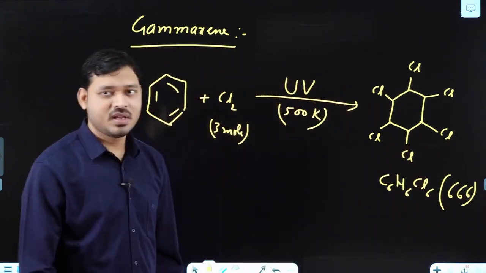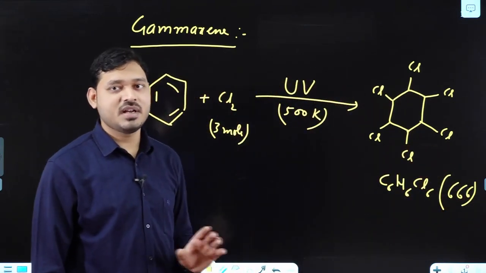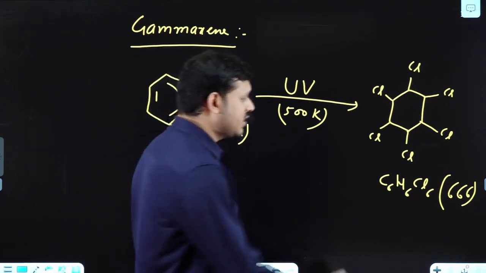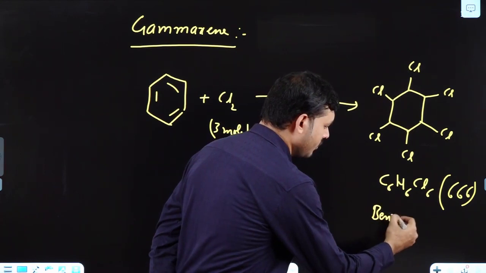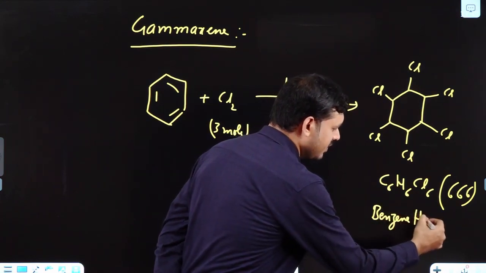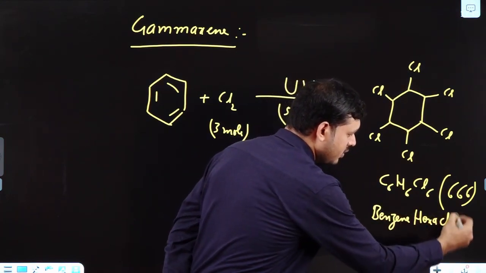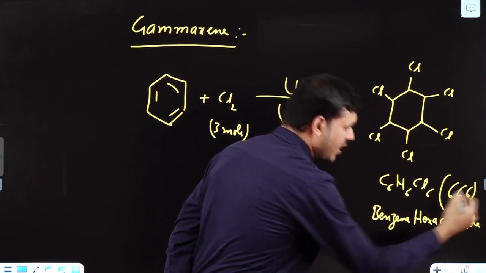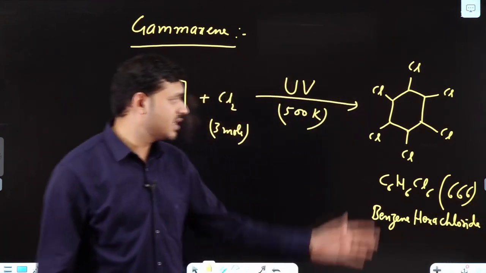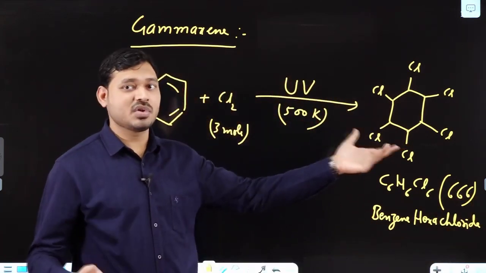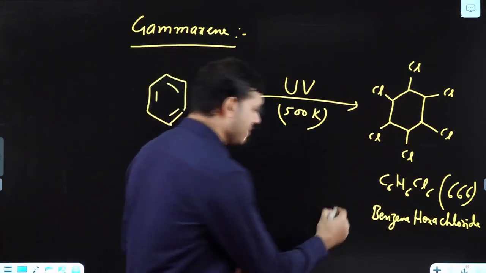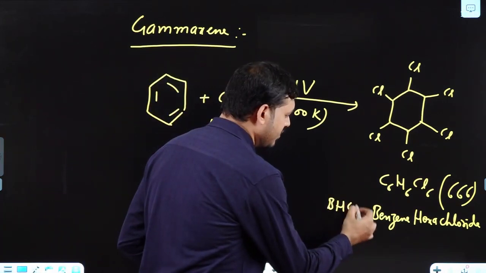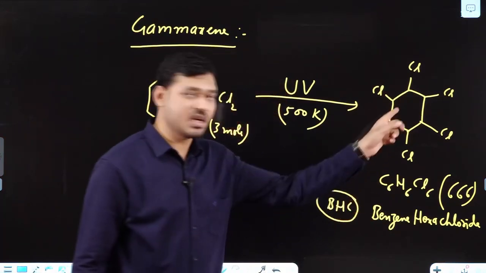Clear? If I say about the molecular formula, then this compound is also called benzene hexachloride. Now you may doubt, sir, this is not a benzene, right? So incorrectly it is called benzene hexachloride, BHC. You have to remember this. When you say BHC, it is about 666.